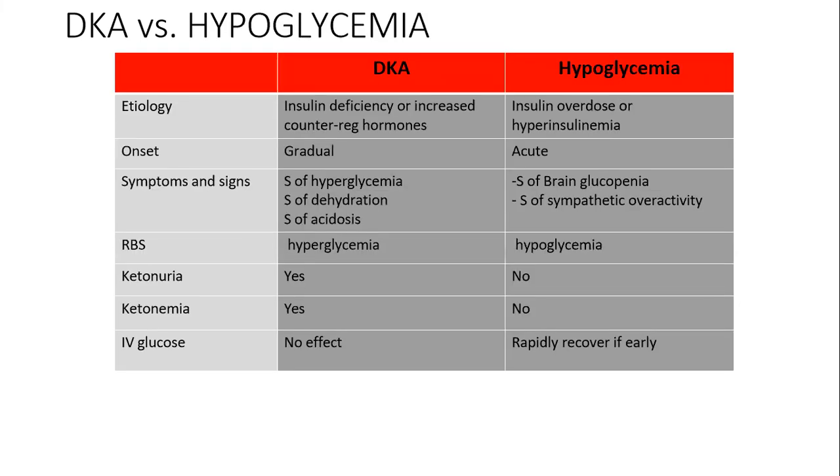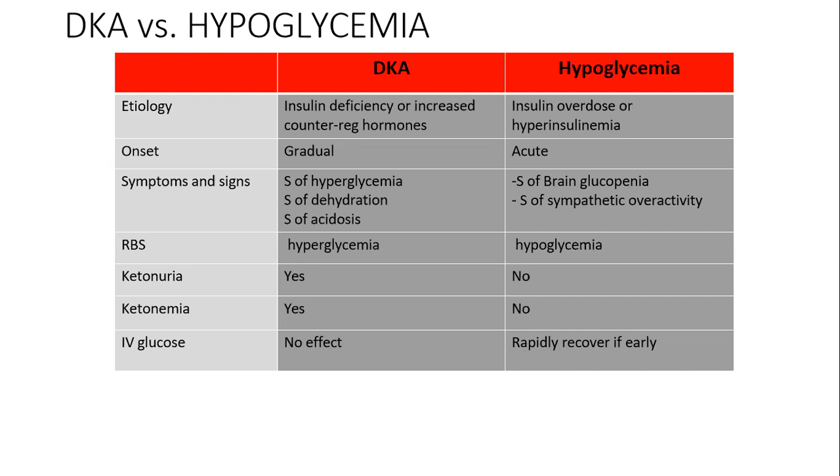Then there is the relationship between hypoglycemia and DKA, because both types of patients can come to you found in a coma. In DKA, there is a history of increased counter-regulatory hormones or insulin deficiency. Onset is gradual. Signs are hyperglycemia, dehydration, and systemic acidosis. Blood sugar is high. Ketonuria and ketonemia are common. When you give glucose, there is no effect.